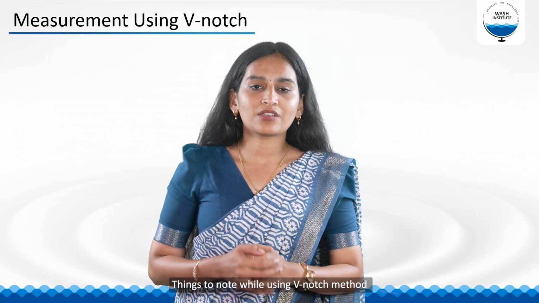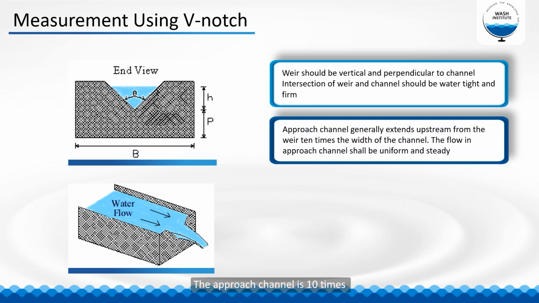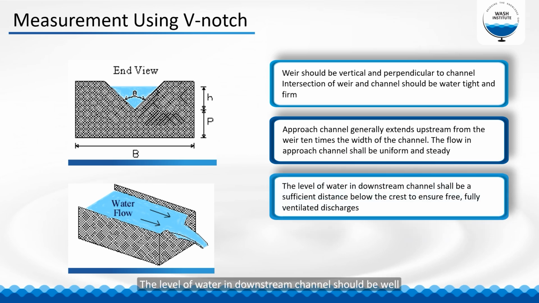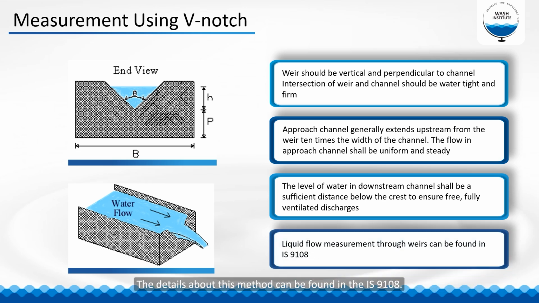Things to note while using the V-notch method: the weir should be vertical and perpendicular to the channel, and the intersection of the weir and the channel should be made watertight. The approach channel should be 10 times the width of the channel upstream of the weir. The flow in the channel should be uniform and free from any obstructions. The level of water in the downstream channel should be well below the crest, ensuring free and fully ventilated discharge. The details about this method can be found in IS 9108.